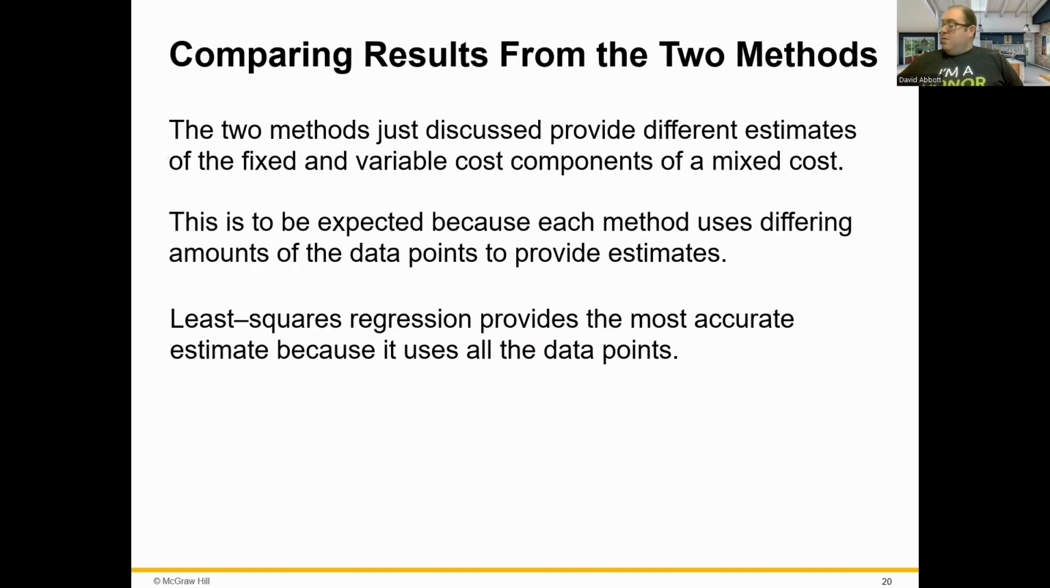And then the high-low and the least squares regression methods provide different estimates of the fixed and variable cost components of a mixed cost. This is to be expected because each method uses differing amounts of the data points to provide estimates. Least squares regression provides the most accurate estimate because it utilizes all of the data points.